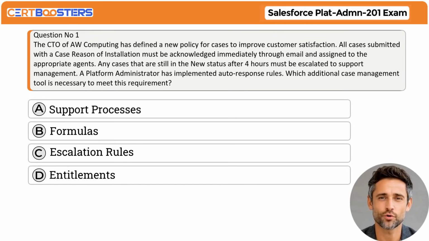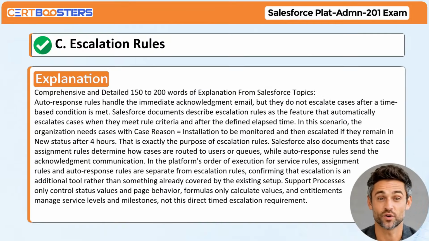A. Support processes. B. Formulas. C. Escalation rules. D. Entitlements. Correct answer, C. Escalation rules. Explanation.